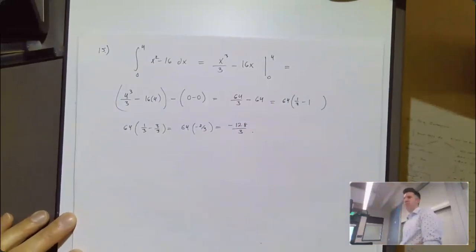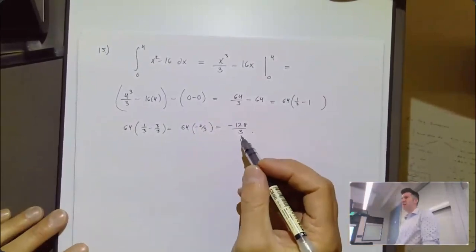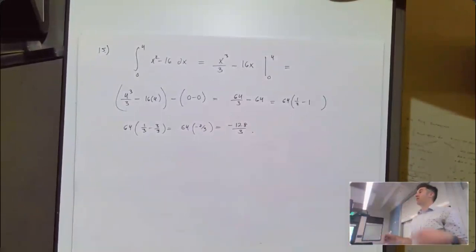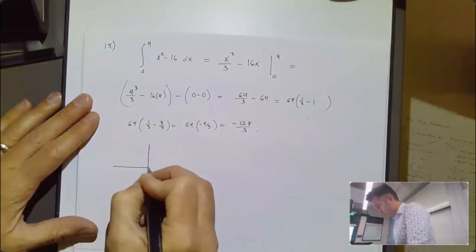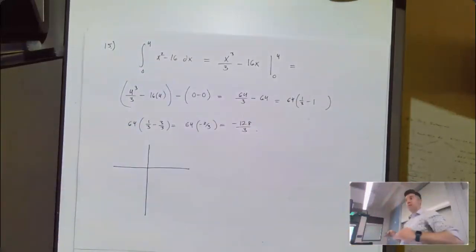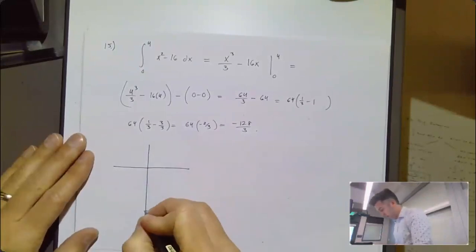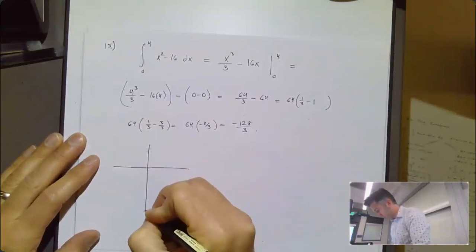Why is it negative? Right, if we're talking about area under the curve, that seems weird that it would be negative. Well, not really if we think about what the picture looks like. So I'm going to try and draw a somewhat nicer picture. This parabola, x squared minus 16, is a regular parabola shifted down 16. So it's got a y-intercept at 0, negative 16, and it's got x-intercepts at plus or minus 4.